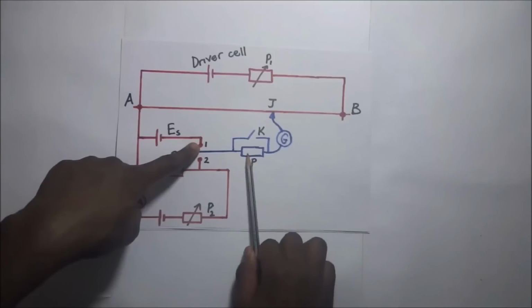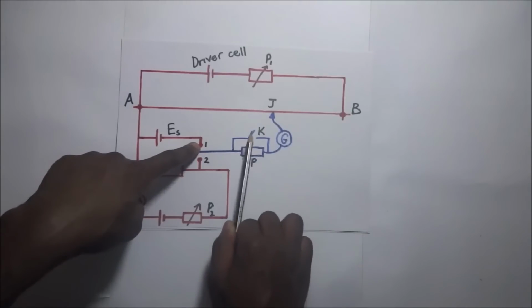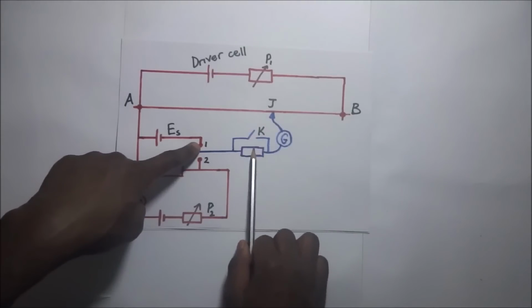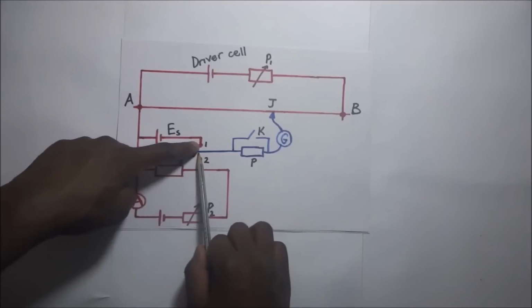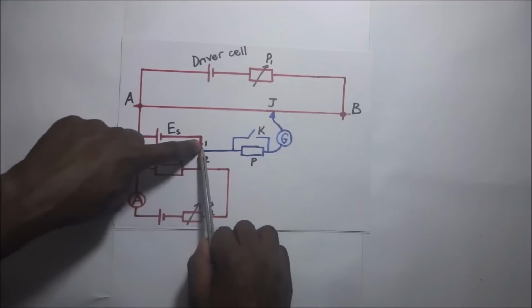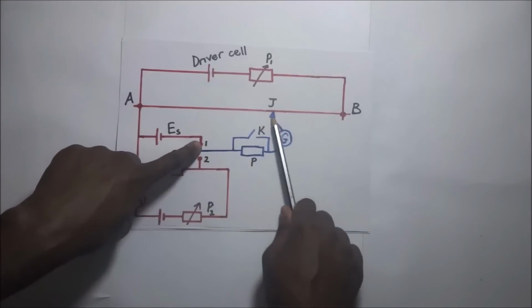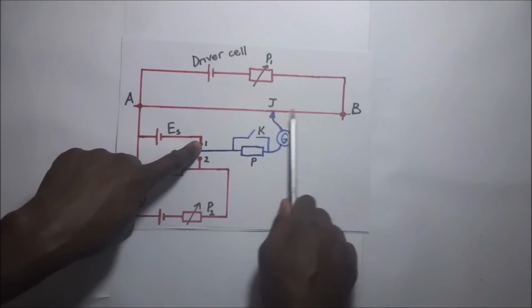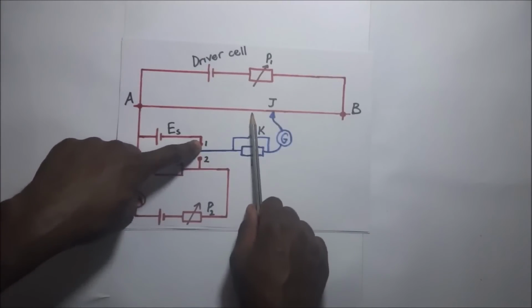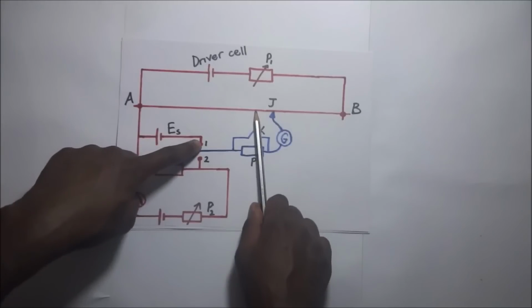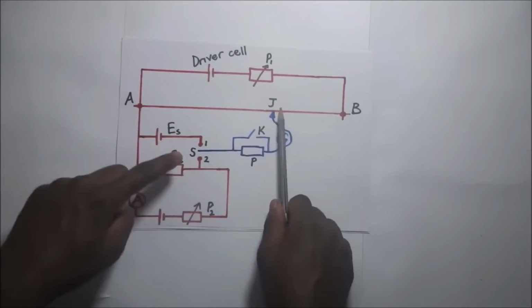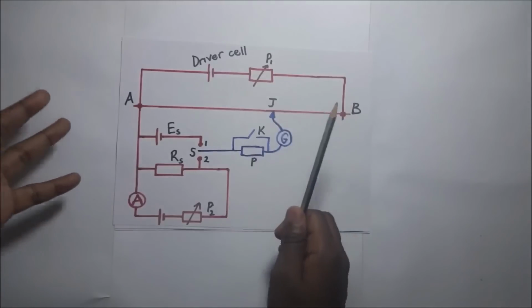Afterwards, we will bypass this protective resistor by closing switch K. And when we close switch K, while S is still on position 1, we will still tap our jockey along the slide wire AB up to a point where the galvanometer shows no deflection, and then the balance length is obtained and we're able to get our accurate balance point.